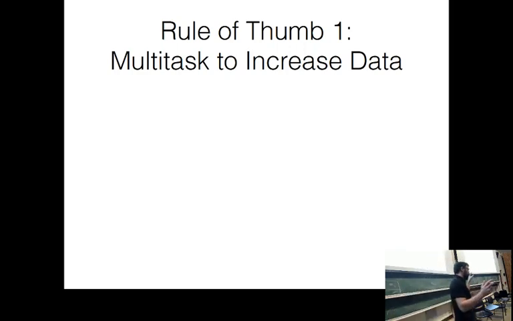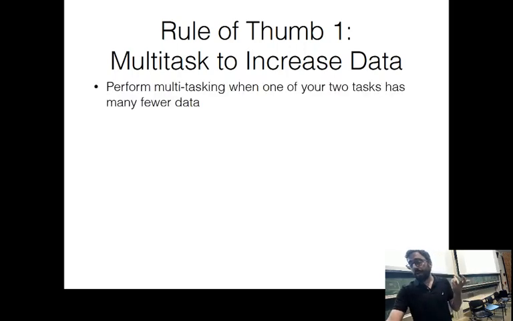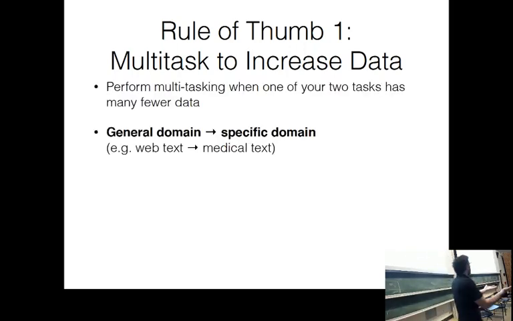So I'll just give you two rule-of-thumb options on when to use multitask learning. The first one is to use multitask learning to increase the size of the data that your model has learned from. So if you have two tasks and one of them has much, much less data than would be potentially enough to even train a neural net, right?